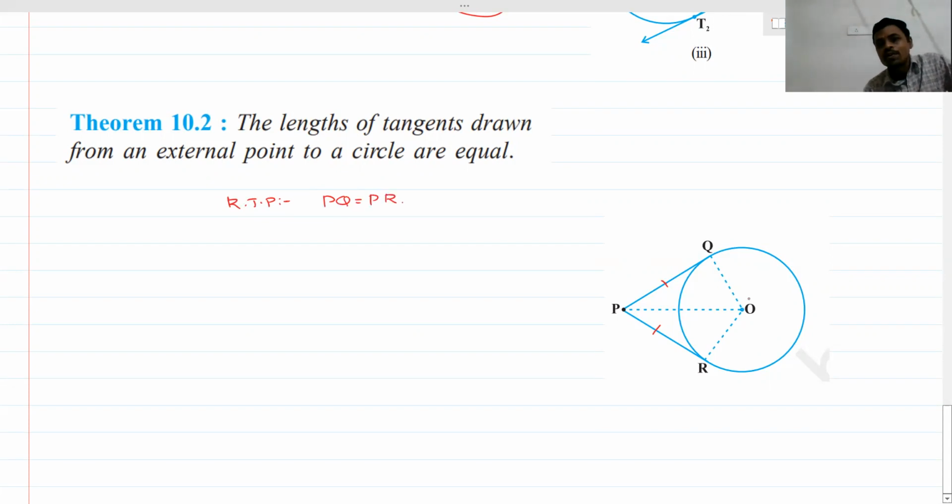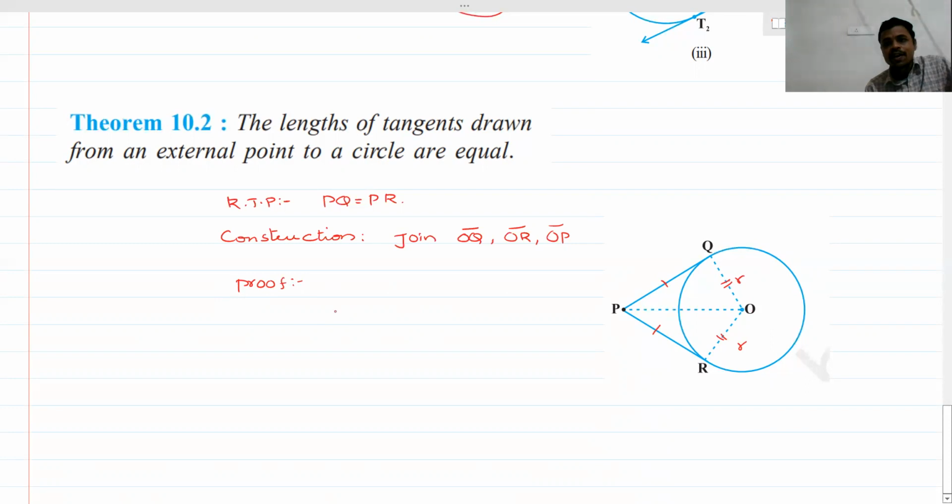Now do one thing: join OQ, OR and OP. What is the construction? I am constructing by joining OQ, OR and OP. Now see the proof. These two are equal because they are radii.